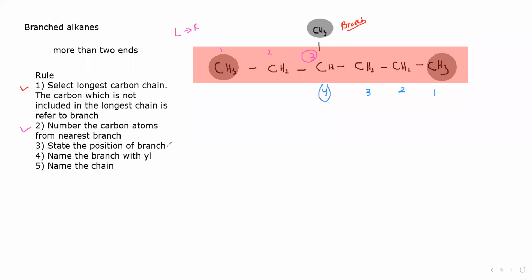Now, state the position of the branch. Which position do we have a branch? We follow numbering from left to right, because the numbering should start from the nearest branch. When I count from right to left, the branch is at the 4th carbon. When I count from left to right, the branch is at the 3rd carbon. So the 3rd carbon is closer, and I will follow numbering from left to right. Now state the position of the branch. At the 3rd position. So I will write 3.